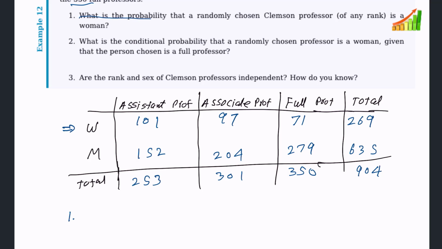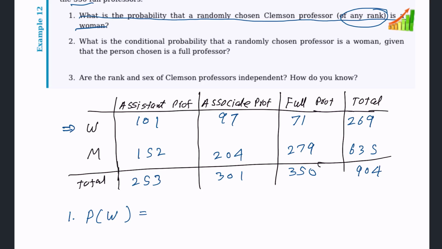Now go to the first one. What is the probability that a randomly chosen Clemson professor is a woman? Okay, they are asking the probability of woman. We know the number of women: 269 divided by total. What is the total? 904. That is the probability of woman, that is 0.2976.